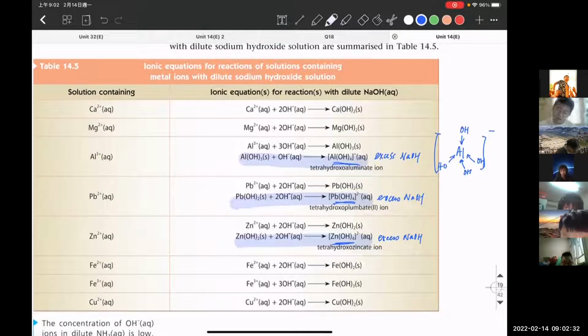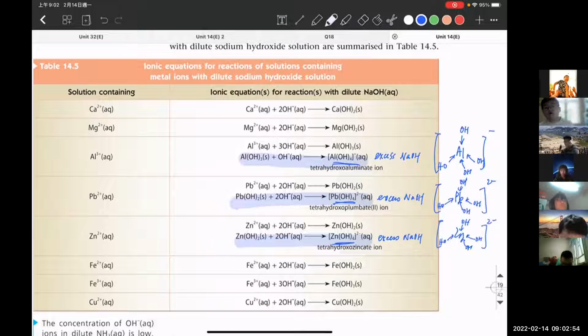Now, similarly, for lead 2, it will be this. For zinc ion, the complex to be formed is also this. Very similar, right? So how will you call this? Now we have got so many different naming systems for a complex. For aluminium, the complex we call tetrahydroxyl aluminate ion.